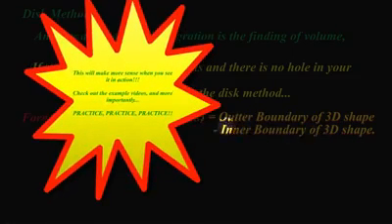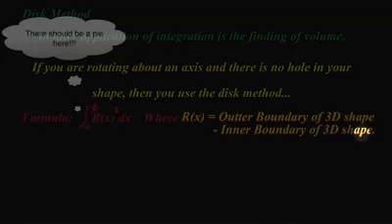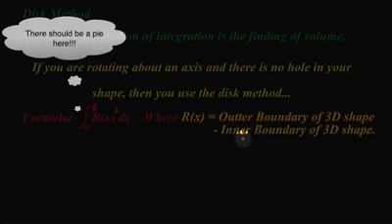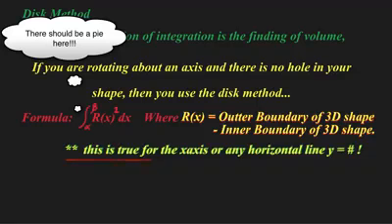Okay? And the outer boundary will tend to be the top if we're doing a rotation around the x-axis or any other horizontal line. The top function will be the outer boundary. The bottom function will be the inner boundary. Okay? And then when you rotate it, they switch to outer and inner respectively. So what you have to keep in mind is that this is for any horizontal line, whether it's the x-axis.